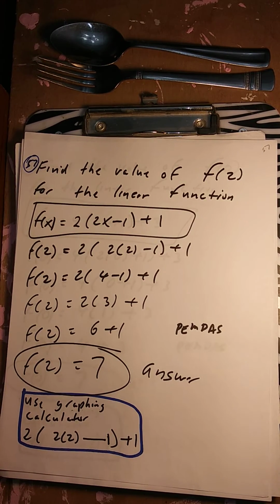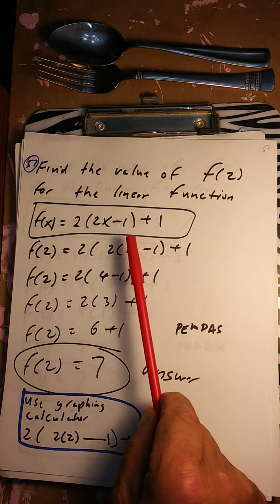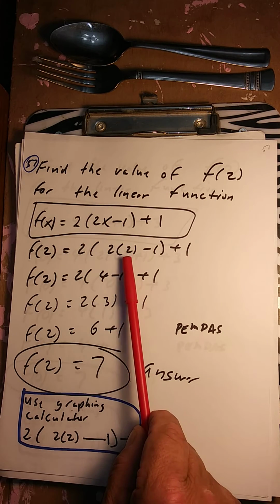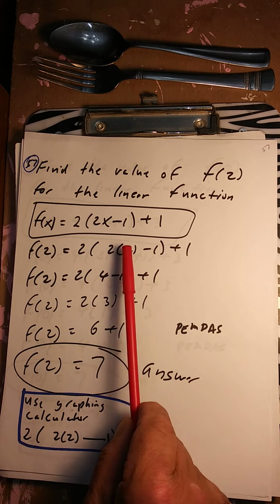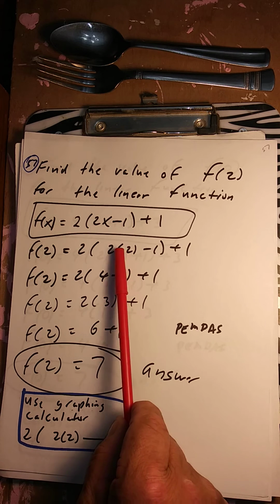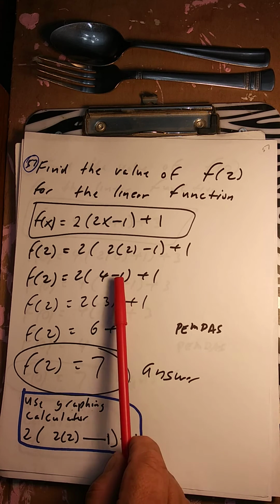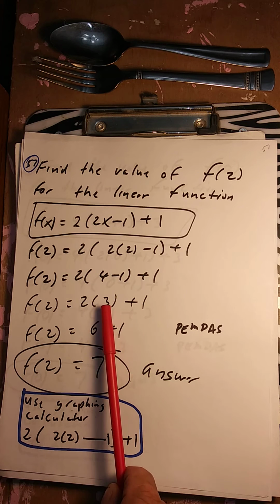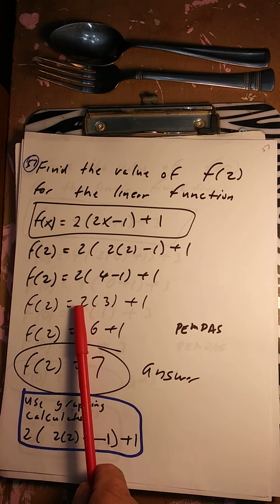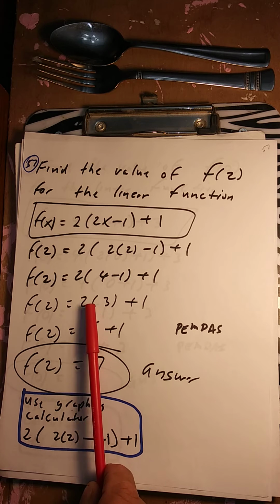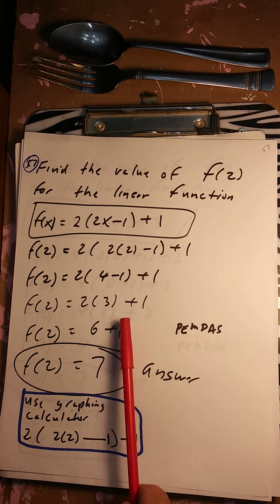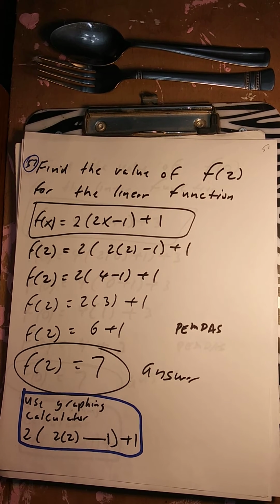Find the value of f of 2 for the linear function. Again, put the 2 in there for the x. Right there, right there. So do this first. This part right here. So you have multiplication, subtraction, do this first. 2 times 2 is 4 minus 1. And 4 minus 1 is 3. So now you have multiplication, addition, do this first. So 2 times 3 is 6 plus 1, 7.